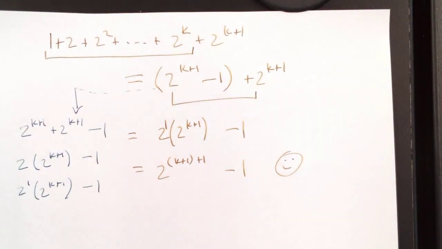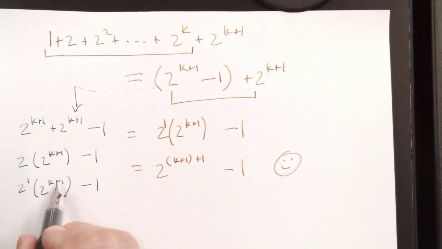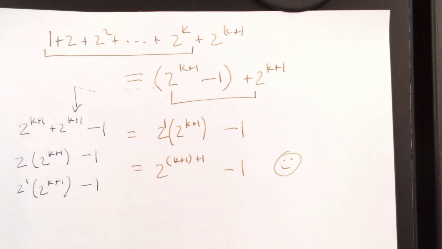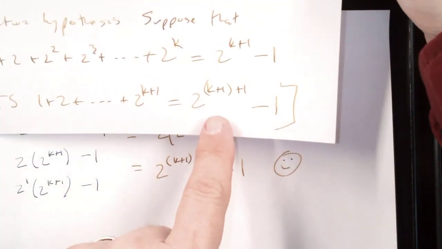When you have a power of x times a power of x, what do you do with the powers? So I just added these two numbers. 1 plus k plus 1. But that is exactly where I wanted to end up.